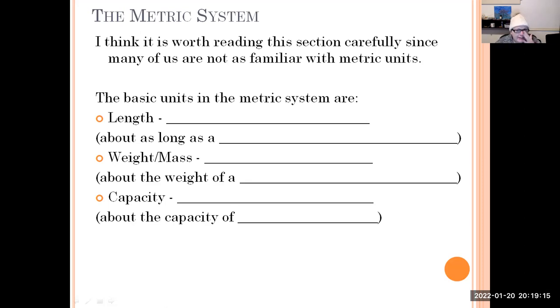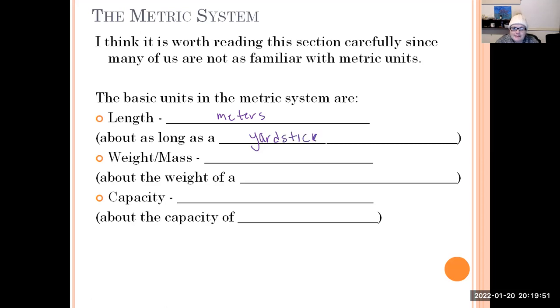All right, so let's talk about the metric system. You will have already seen my lecture on this, and this is just to help support you in your notes and understanding. The basic unit in the metric system for length is meters. That's about as long as a yardstick.